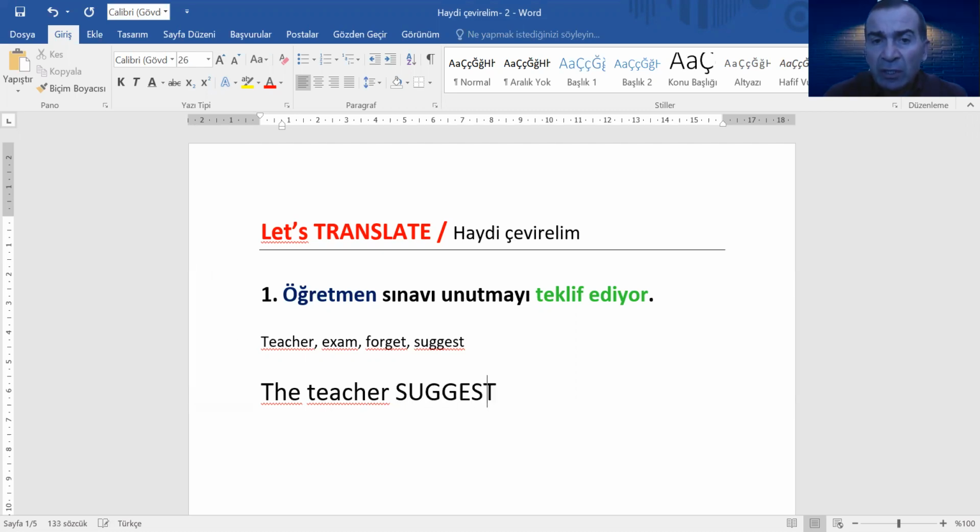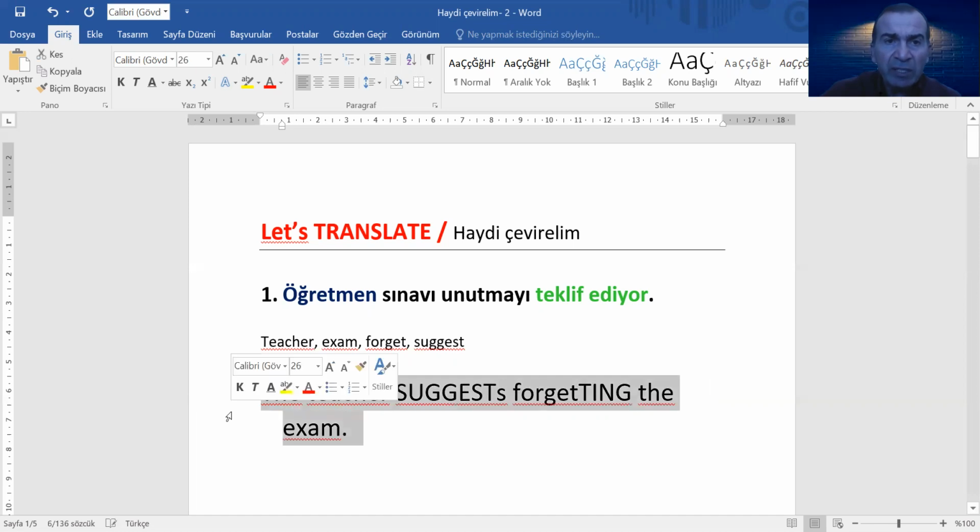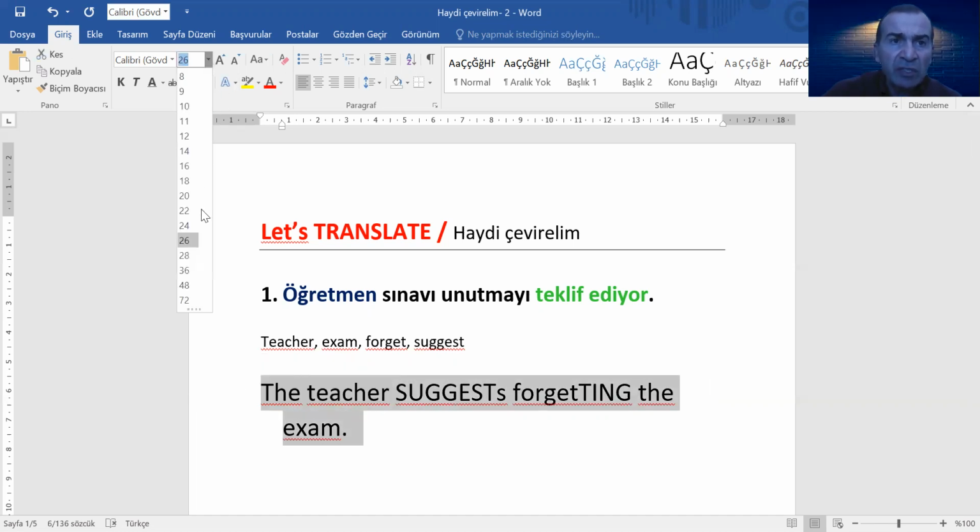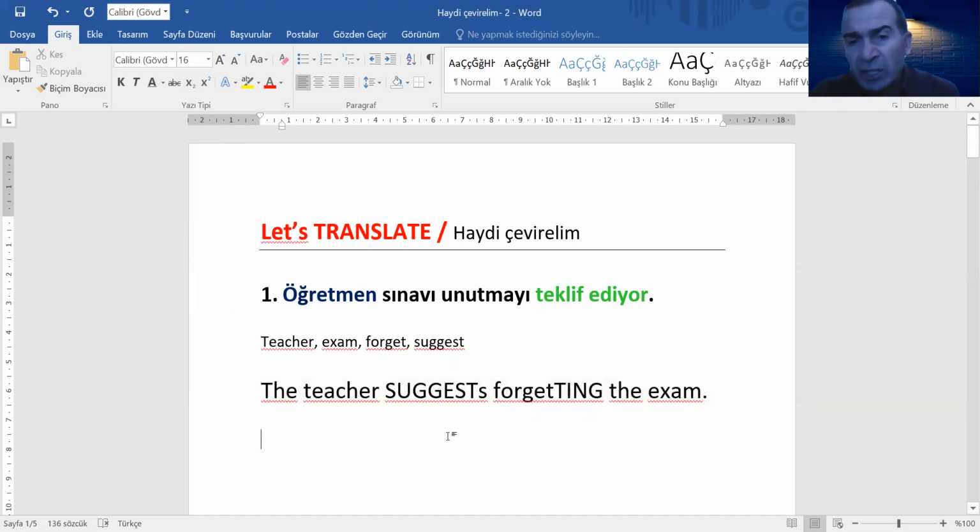The teacher suggests. What we are not going to forget is the s here, because the sentence is in simple present. The teacher suggests. What does the teacher suggest? He suggests forget, but there is ing here. The teacher suggests forgetting. Forgetting what? Forgetting the exam. The teacher suggests forgetting the exam. This is the first sentence.